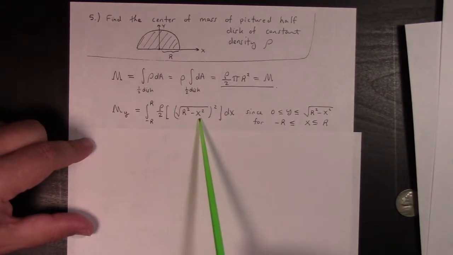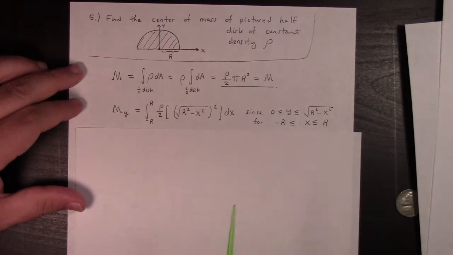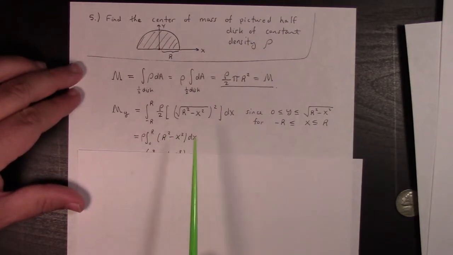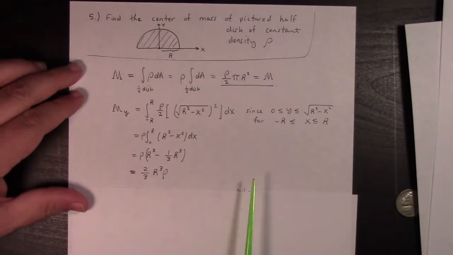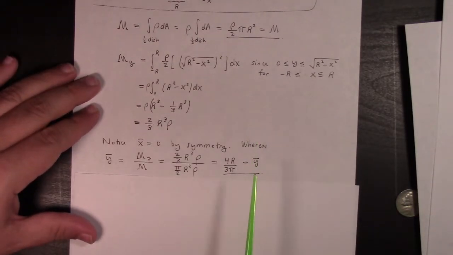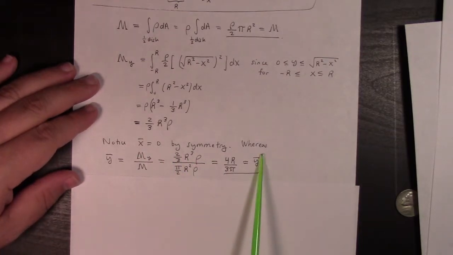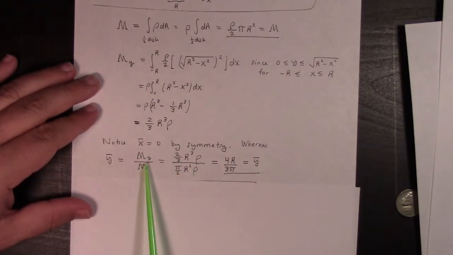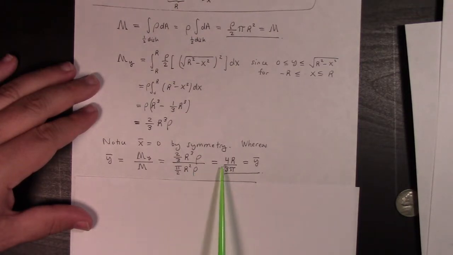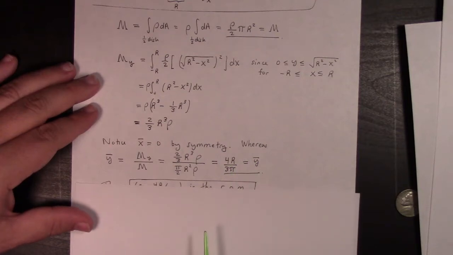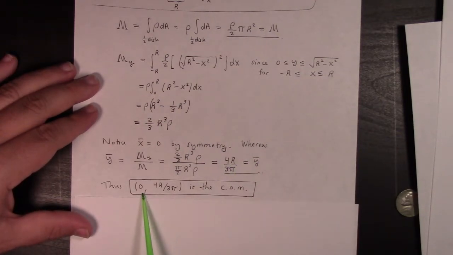Squaring that is nice, because then we just get r squared minus x squared, and we can integrate that. When we do, we get 2/3 r cubed rho. Like I said, x bar is equal to 0 by symmetry, whereas y bar is the y moment over m, which is this over this. The rhos cancel, and we're left with an r. Does anything else cancel? No, we get 4r over 3 pi as y bar. So there you go. The center of mass is at 0, 4r over 3 pi.